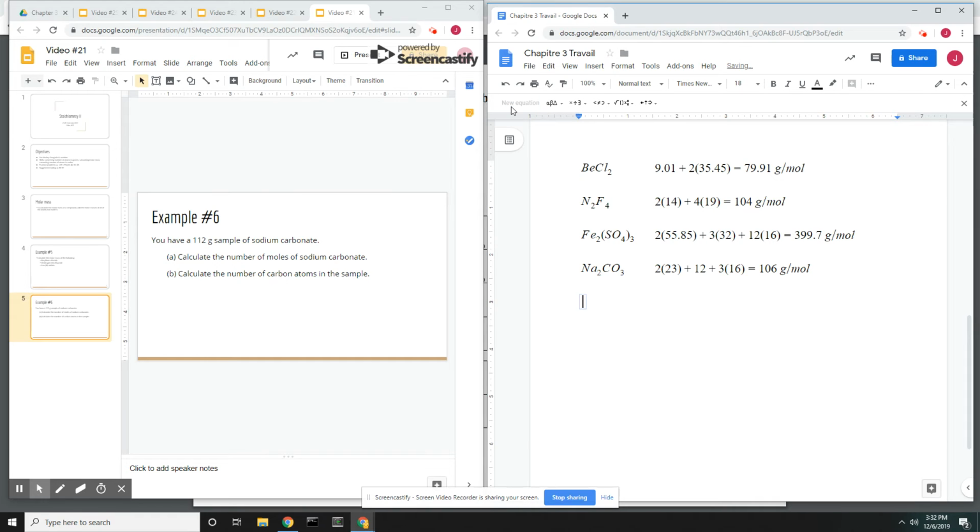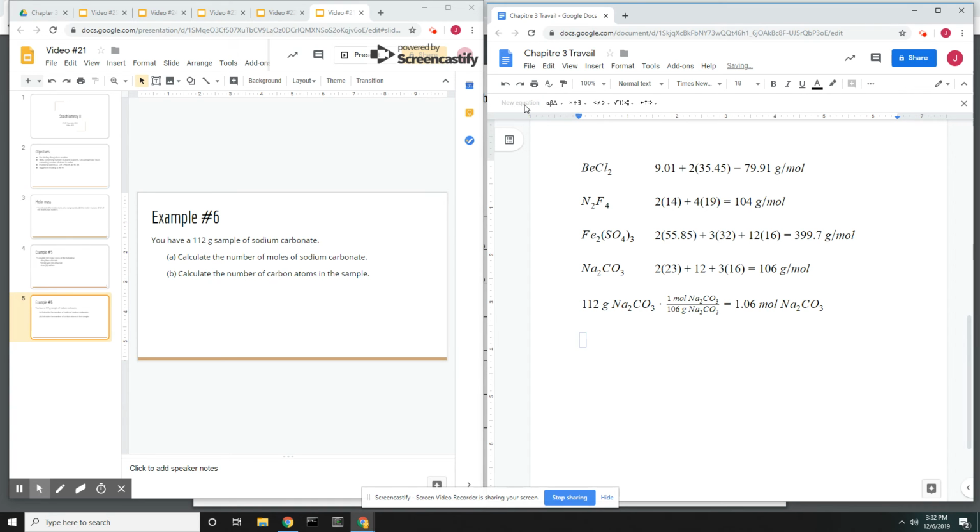Great. For A, I am looking for number of moles. So I'm going to use molar mass, kind of similar to how I did in the prior video. So I just divide by the molar mass.